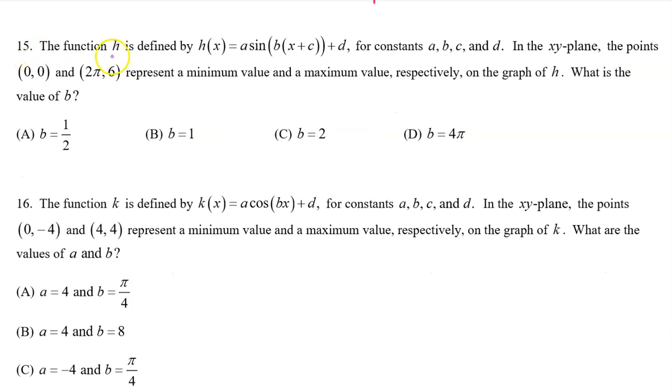Number 15. The function h is defined by h of x is equal to a times the sine of b times x plus c, plus d, for constants a, b, c, and d. In the xy plane, the points (0, 0) and (2 pi, 6) represent a minimum value and a maximum value respectively on the graph of h. What is the value of b?